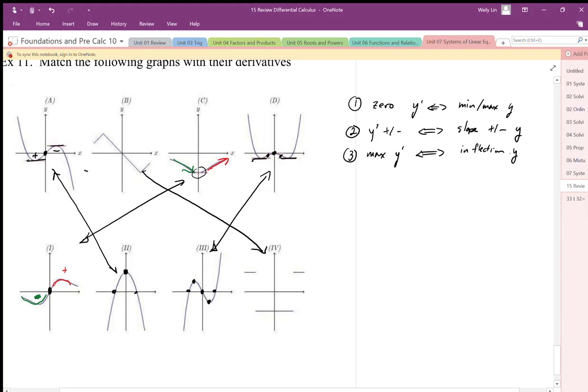The key feature that is most telling in this case, I think, is the fact that this is discrete slope, this is discrete slope. So there are some key ideas here that we can use. We can use these main ideas to analyze the derivatives and their graphs of y.